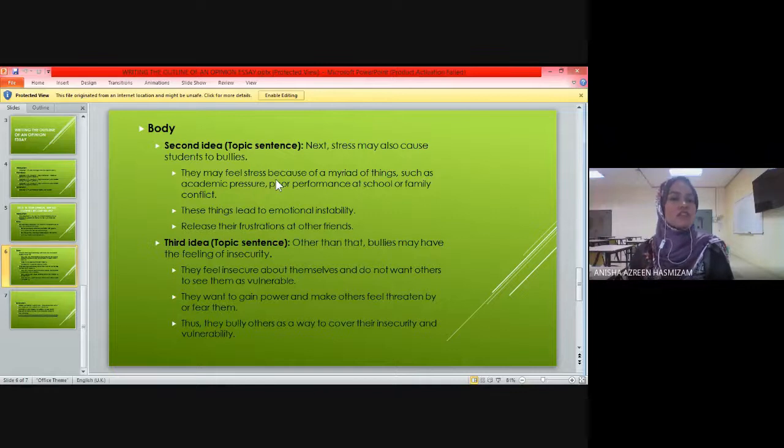They may feel stressed because of a myriad of things, such as academic pressure, poor performance at school, or family conflicts. Okay, these things lead to emotional instability, and buat dia ayat betul-betul lah ni. And they end up releasing their frustrations at other friends. You can do that.